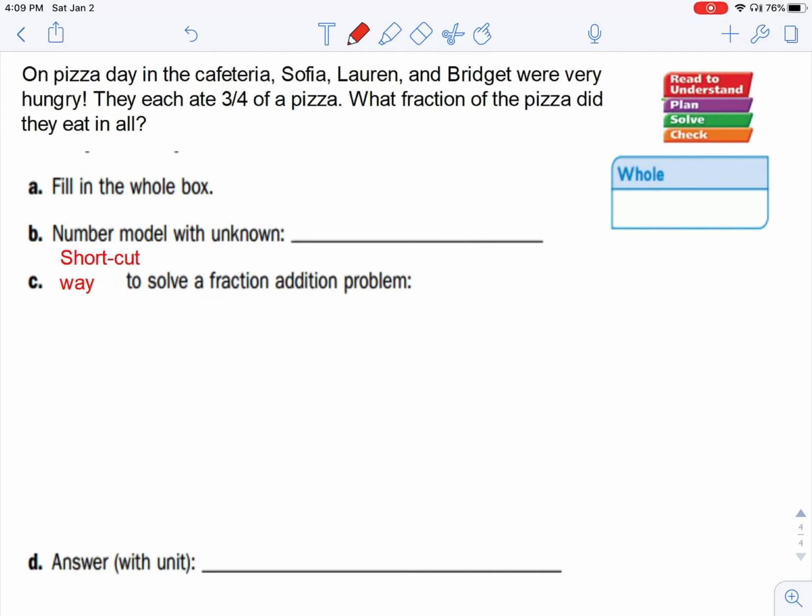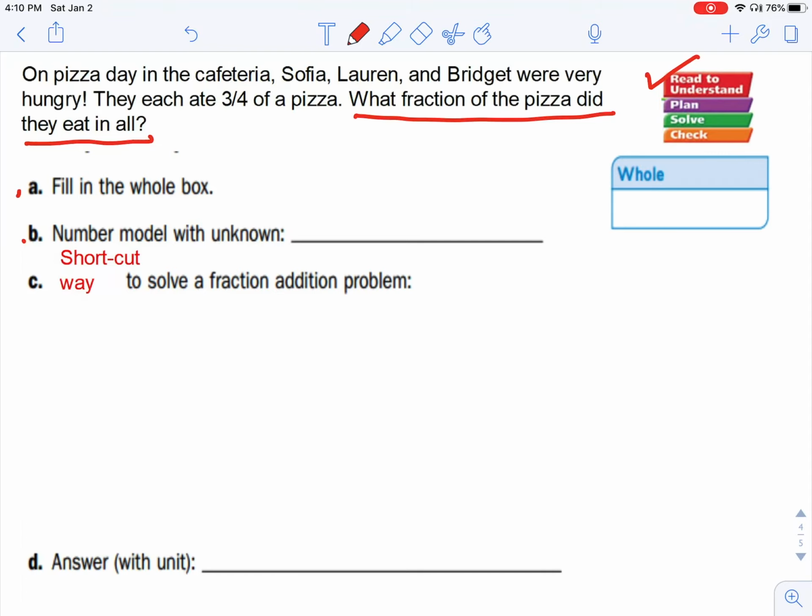On pizza day in the cafeteria, Sophia, Lauren, and Bridget were very hungry. They each ate 3/4 of a pizza. Nice. What fraction of the pizza did they eat in all? What's the question asking here? What fraction of the pizza did they eat in all? Underline it. We've read to understand. Okay, see if you can pause the video and try the whole box and the number model all on your own and play back when you're ready to go over it.